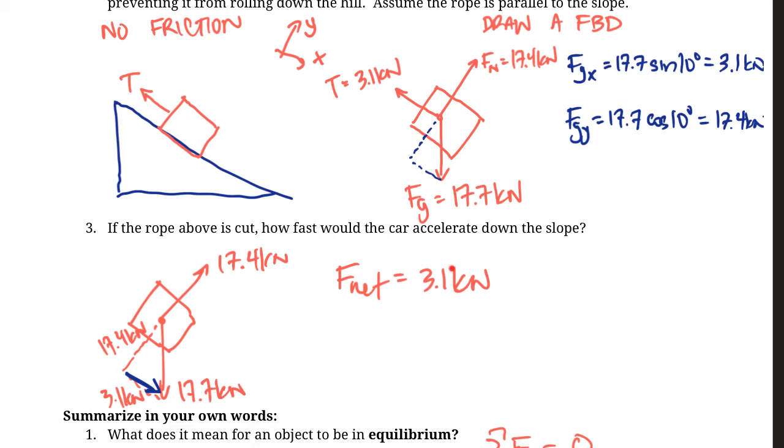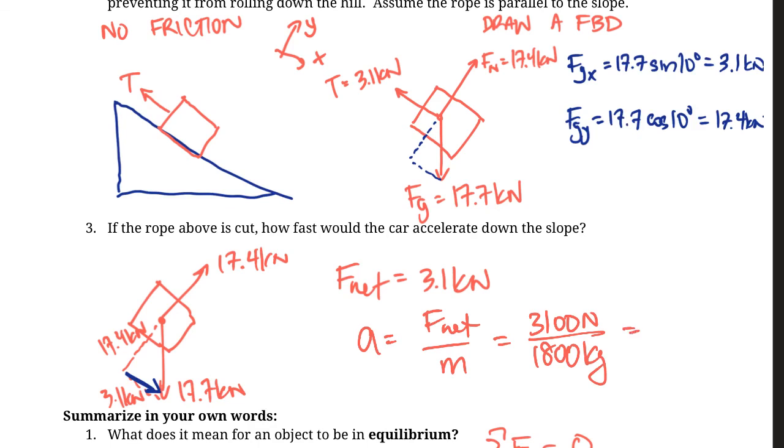So anyways, the F net is this, so that means we can find the acceleration, because the acceleration is just going to be the net force over the mass, and in this case, the net force is 3,100 newtons, approximately, over 1,800 kilograms. So the acceleration of the car will be about 1.7 meters per second squared down the ramp. So there we go. Now you know how to find how fast an object would accelerate down the ramp.